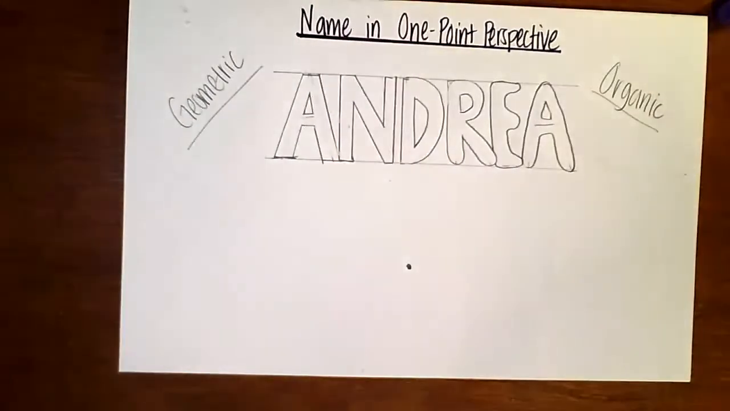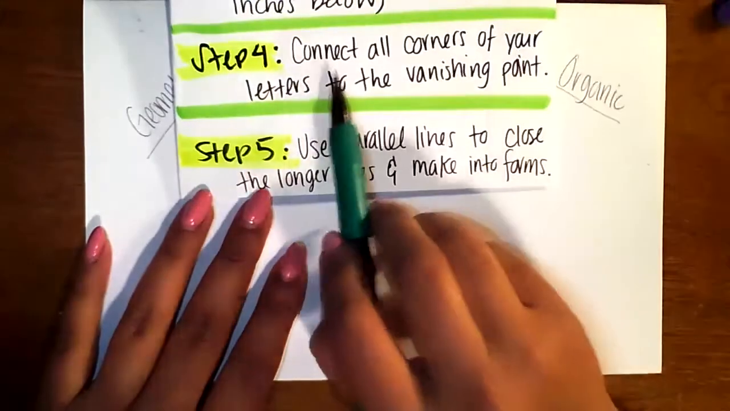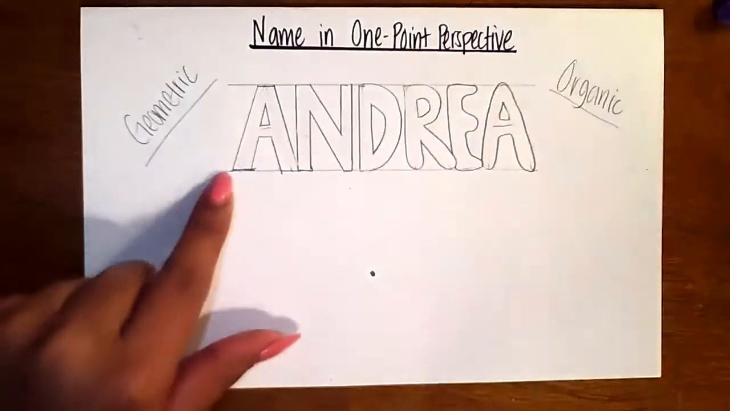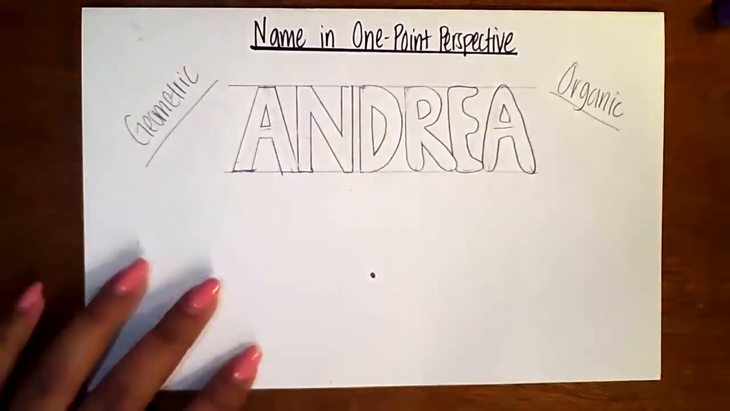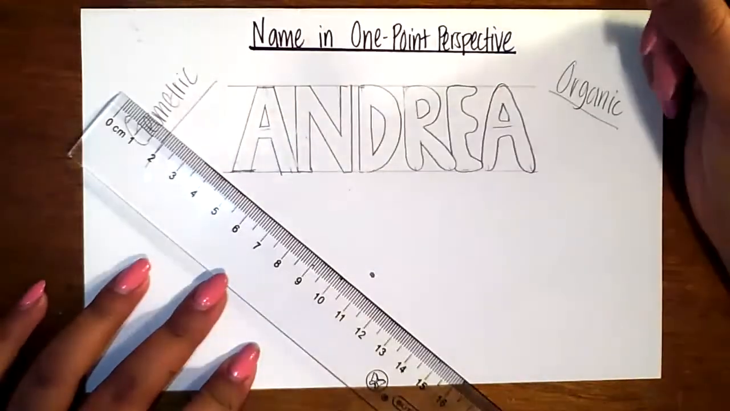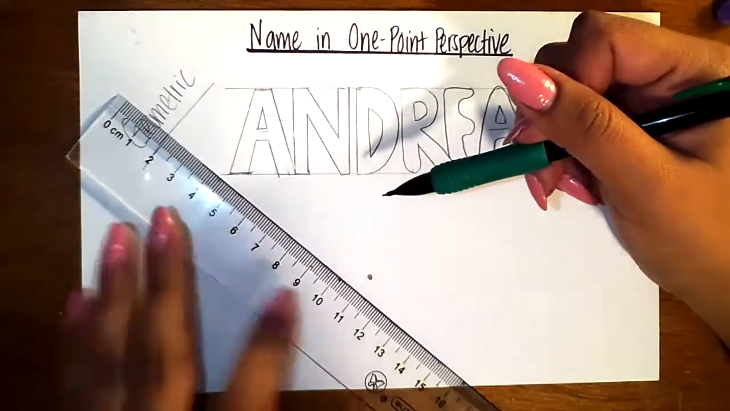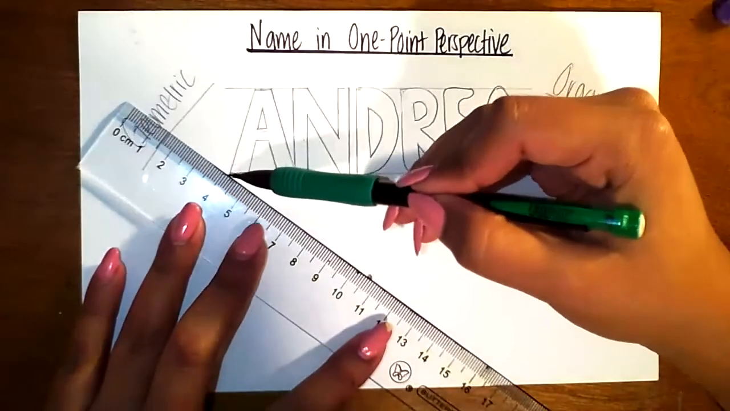So once I have my vanishing point, this next part is very important. Step number 4 is connect all corners of your letters to the vanishing point. Remember, it's easier when you have the geometric shapes because your corners are very obvious. So whenever I see a corner, I'm gonna make sure to connect that corner to the vanishing point. When you're drawing your lines, make sure you don't draw your lines too dark because you're going to erase later on. So I'm gonna go ahead and make my lines.